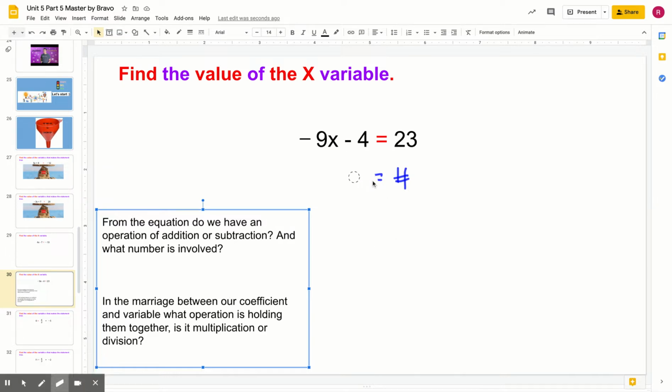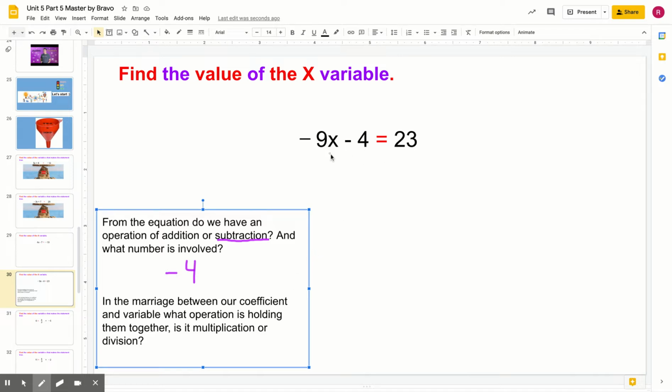So let's go ahead and go into our guiding questions. Our first question is, from the equation, do we have an operation of addition or subtraction? I hope you're able to notice right away that we have subtraction in this equation. My follow-up question to you is, what number is involved in that subtraction? I hope you're able to see that the number involved is 4. You're subtracting 4 away.